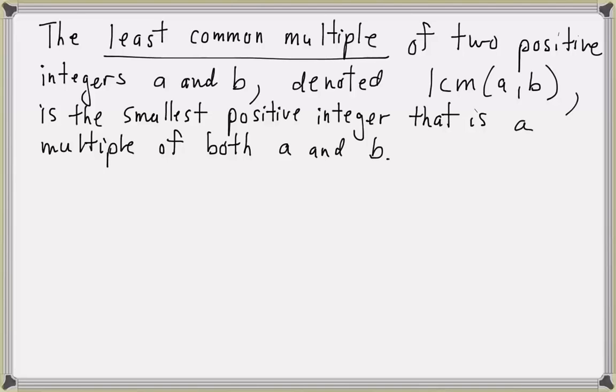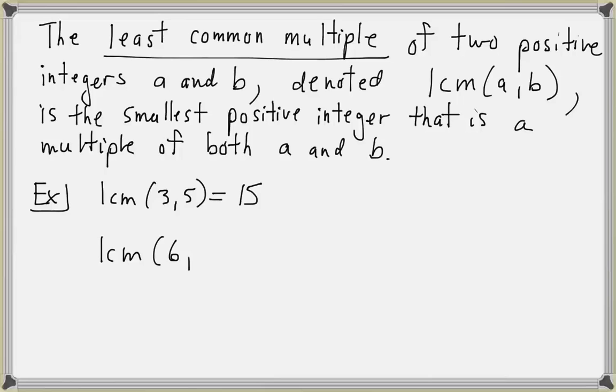So here's a couple of quick examples. The least common multiple of 3 and 5 would be 15. Notice that 3 and 5 are relatively prime, and so the least common multiple of any two relatively prime numbers would just be the product of the two numbers. The least common multiple of 6 and 21 is 42.